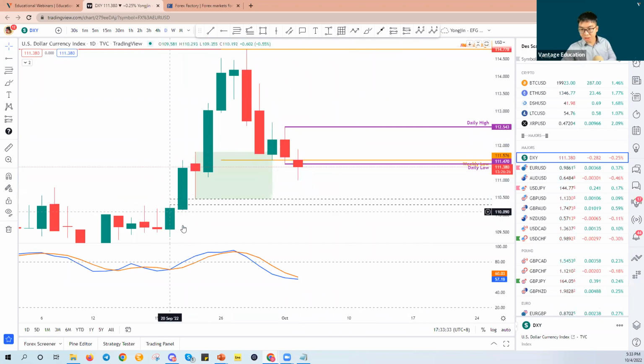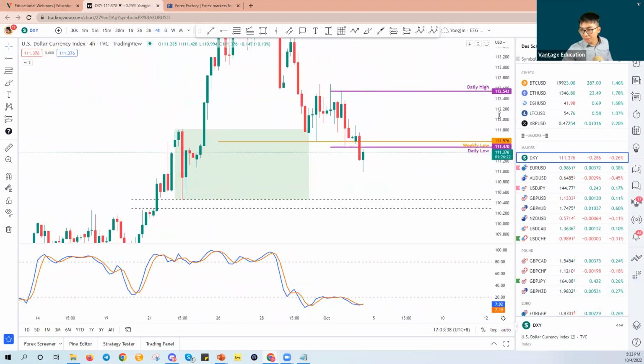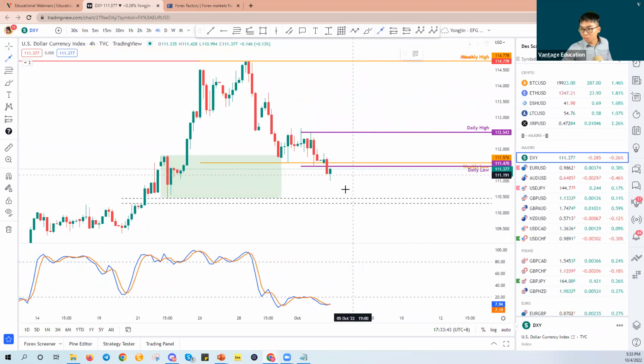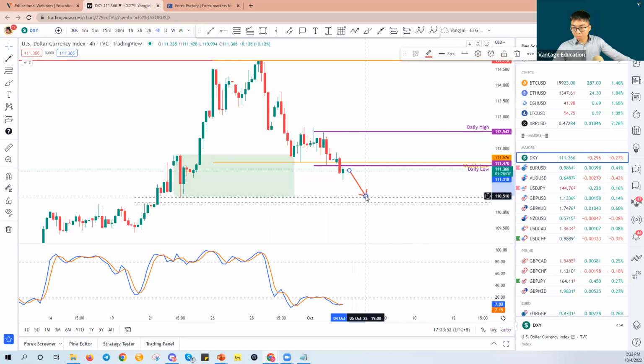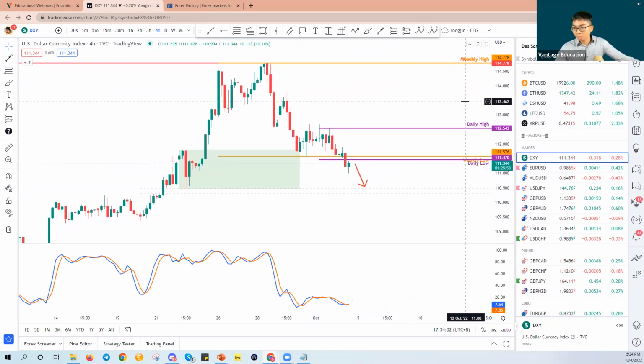Since we have already established the market imbalance, let us go to the 4-hour charts. As you can see, price is slowly reaching down, slowly reaching down into the market imbalance. Okay, this will be my bias for DXY. A bearish bias for DXY for maybe today or tomorrow. Okay, let's move on. Let's move back to euro dollar.